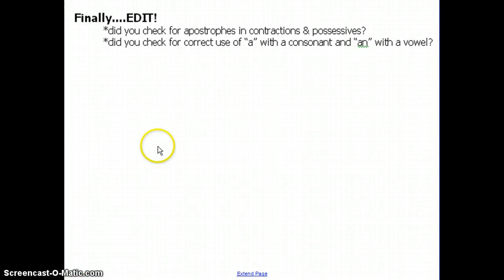And then the last strategy is just basic editing. You know, we've talked about apostrophes for contractions and possessives. Did you use the correct use of a if it's a consonant word, or an with a vowel? Do you have correct punctuation and capitalization? So a lot of the mistakes that I'm seeing in your writing are things that you know. They're just things that you need to take a few minutes to go back and read and revise for.